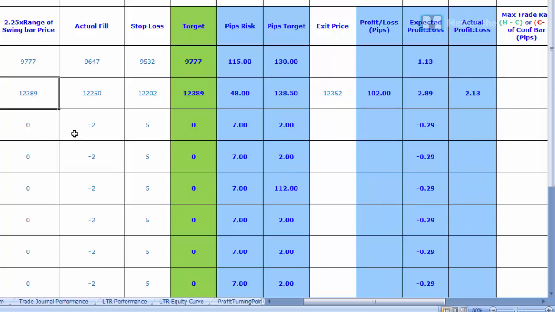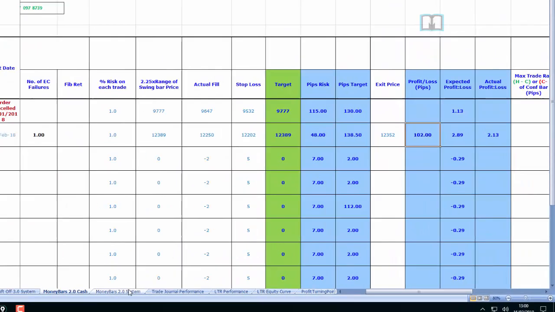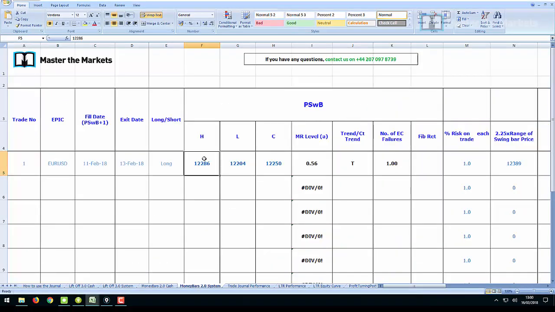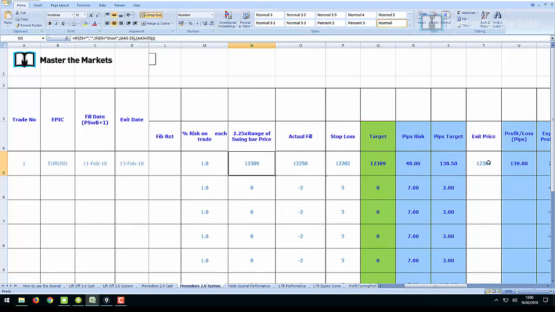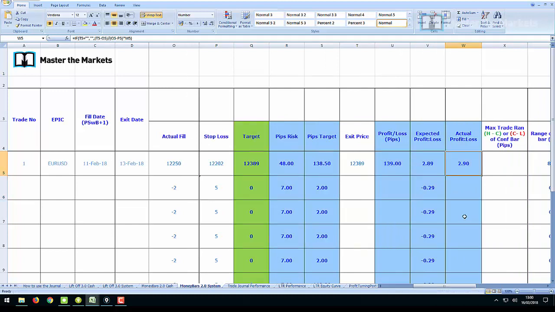So we went long at 122.50 with a stop at 122.02 on Money Bars just there, and the exit price 123.52, giving us 2.13% or 102 pips. What we should have done, according to the system tab, is enter at that same price, but let it run to target, which it achieved on the next day, and that would have given us a 2.9% profit target just there. So 2.9% is where we would have exited the trade.